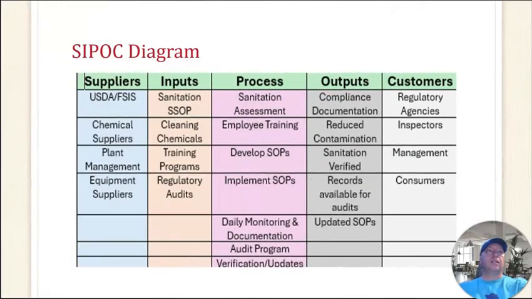Next, we have the SIPOC diagram: suppliers, inputs, process, outputs, and customers. This diagram can help you from a process management perspective. It helps you understand how a process works and who it may affect. On the left here, we have the USDA FSIS. The inputs to that would be sanitation SSOPs. You would be performing a sanitation assessment. Compliance documentation would happen with that, and your customer would obviously be the regulatory agencies.